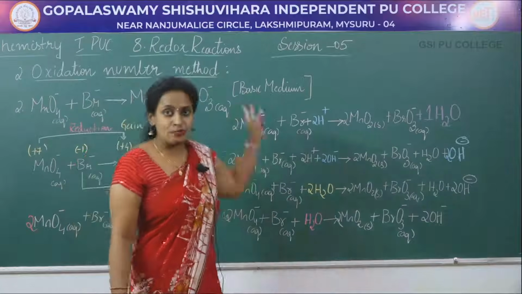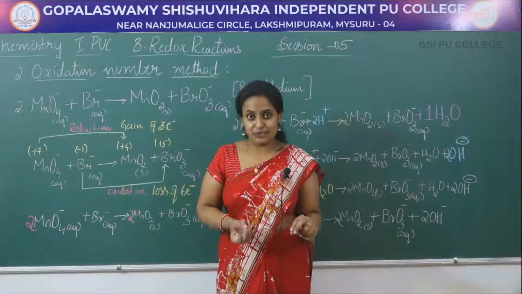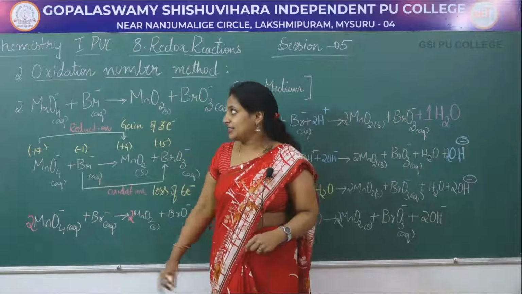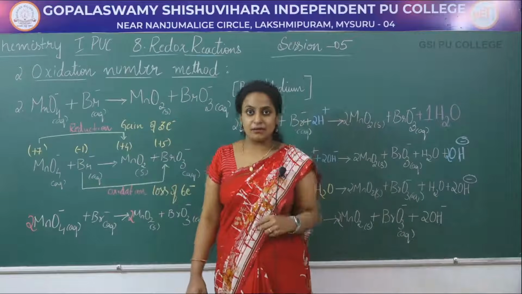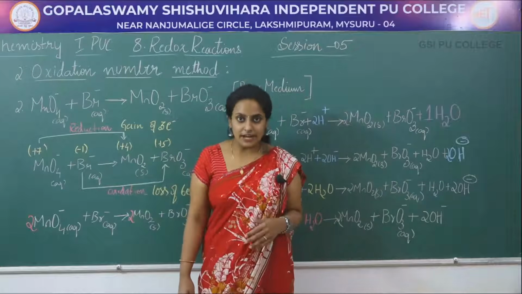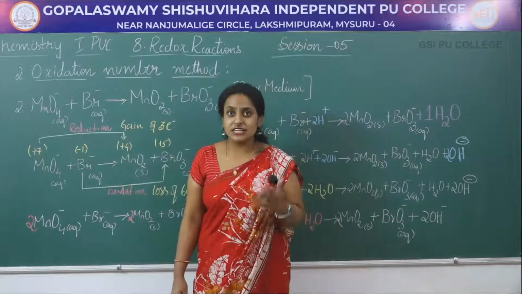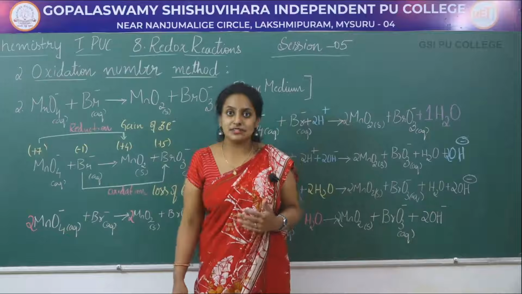These are the 2 mediums in which the balancing of the redox reaction will take place, that is acidic medium and basic medium, in both the methods, that is the oxidation number method as well as the half reaction method. This completes your redox reaction chapter, a very important chapter. Go through all the videos, that is how to calculate the oxidation number and how to balance the redox reaction.